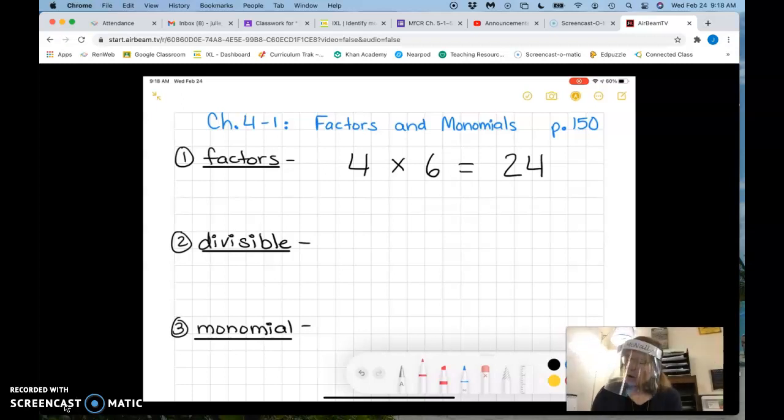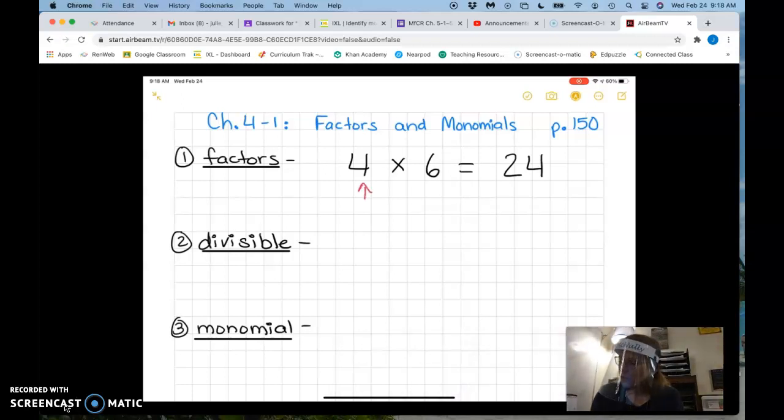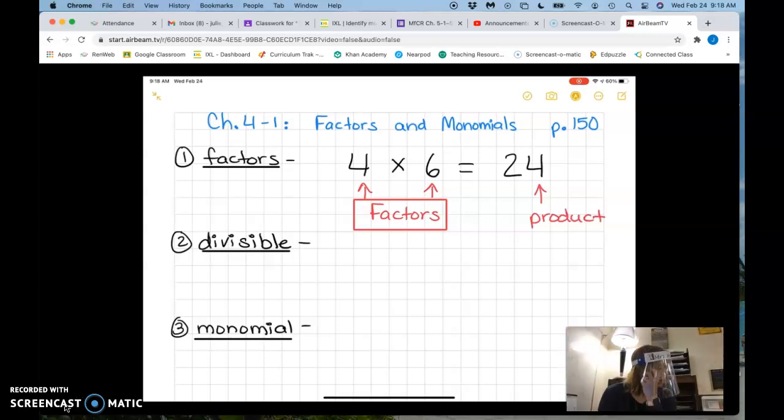So these are the factors, the two numbers that we are multiplying together. And then the answer that we get from multiplying those together is called the product. All right, so factors are the numbers you're multiplying together. And divisible just means it can be divided evenly.